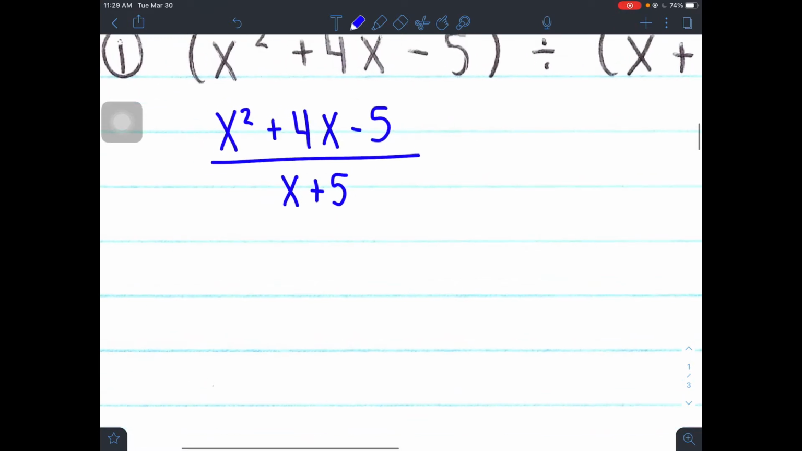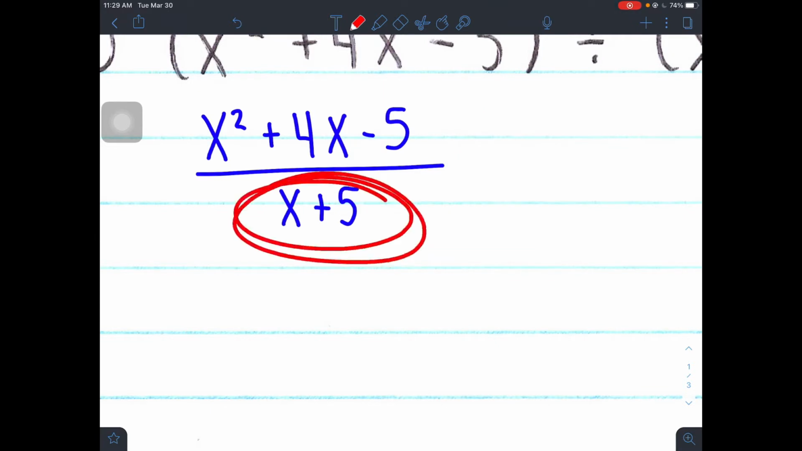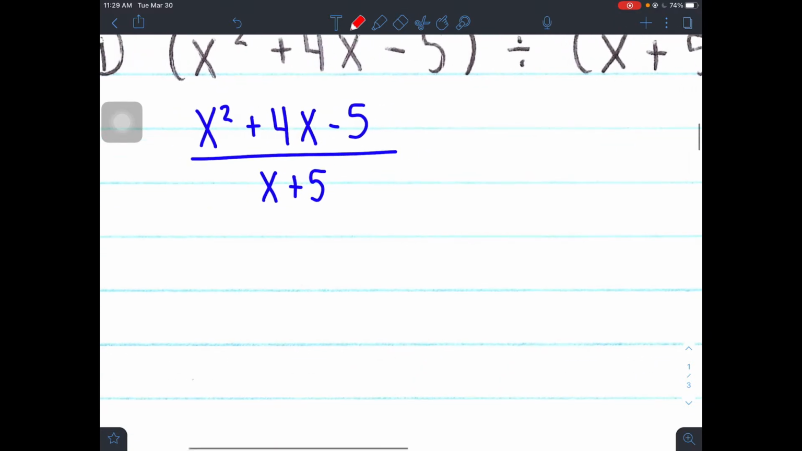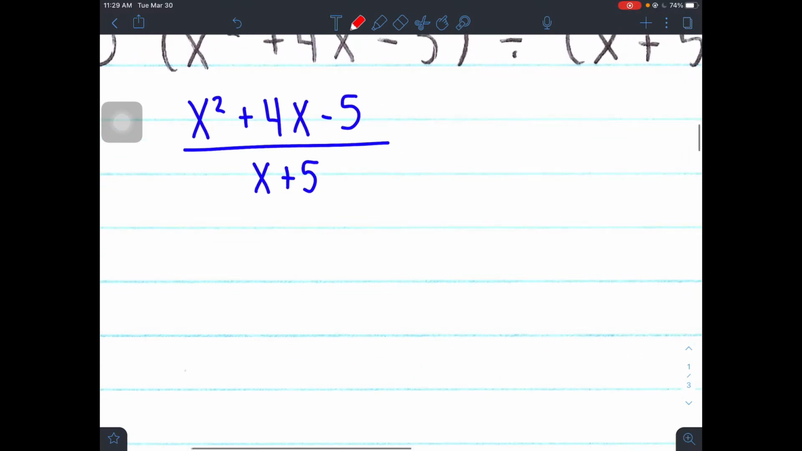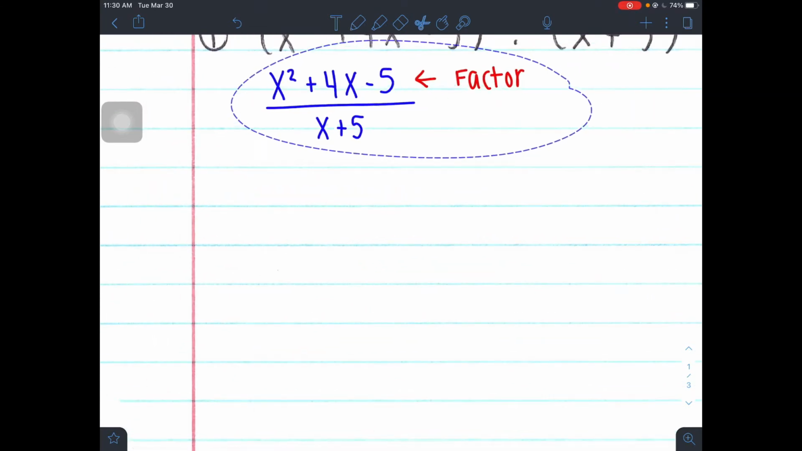So we're going to do a thing called factor and reduce. We're going to factor first. Obviously we're going to factor the top section first, and why do I say obviously? Well, if I look at x plus 5, there isn't much I can factor there. There's no GCF, there's not really much going on, so I'm not going to factor anything there. Now I'm going to go ahead and factor that top section.